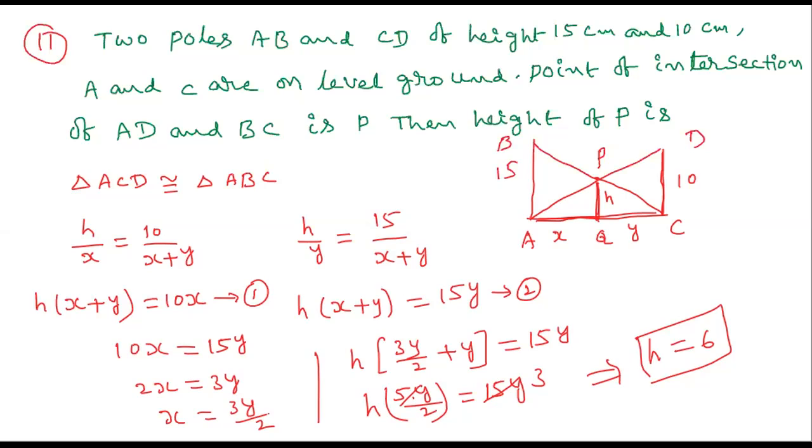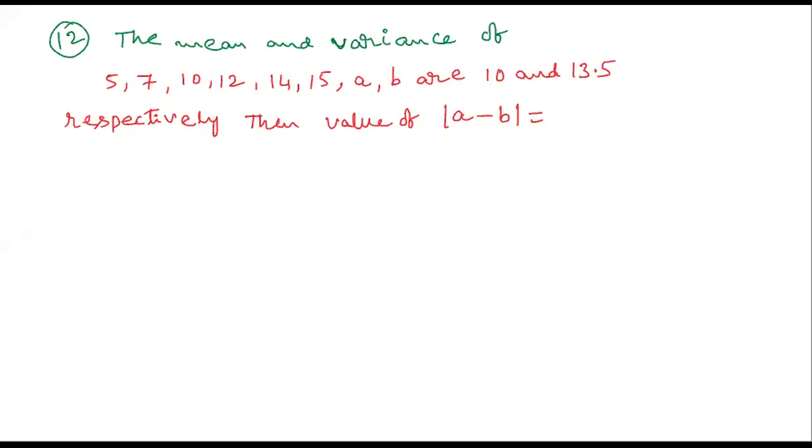Next I am going to another question. You see the question. The mean and variance of 5, 7, 10, 12, 14, 15, A, comma, B are 10 and 13.5 respectively. Then the value of modulus of A minus B.